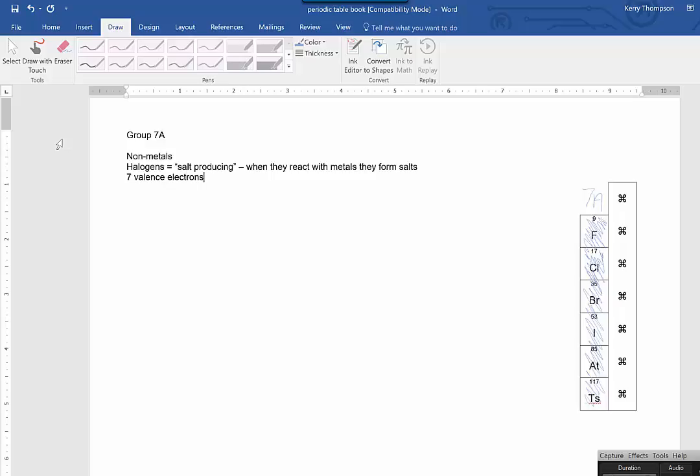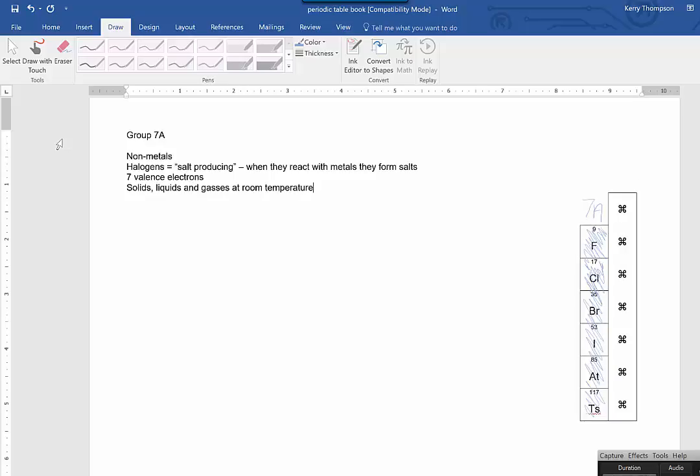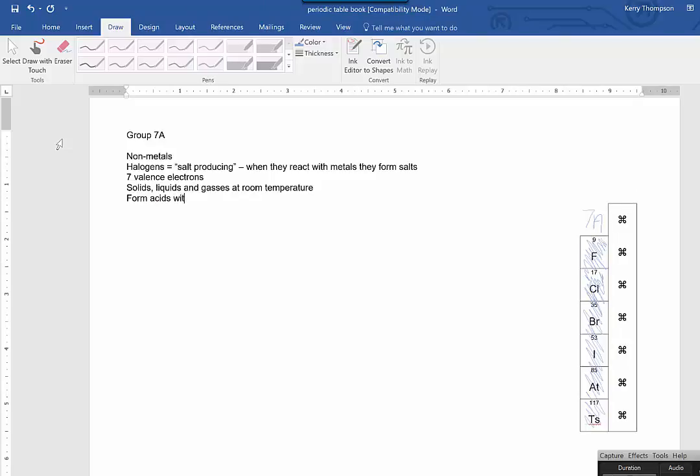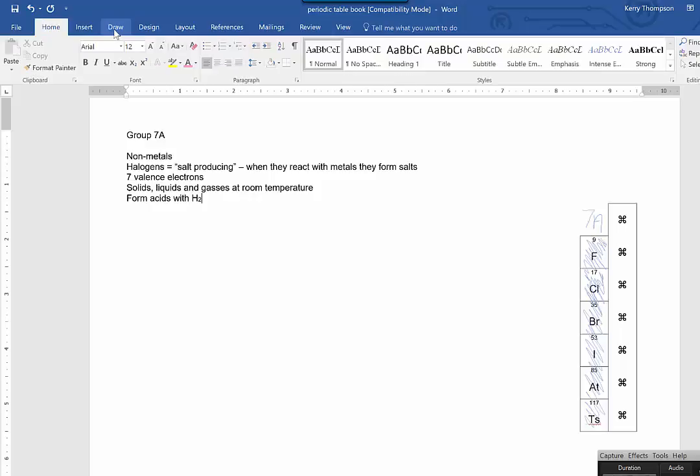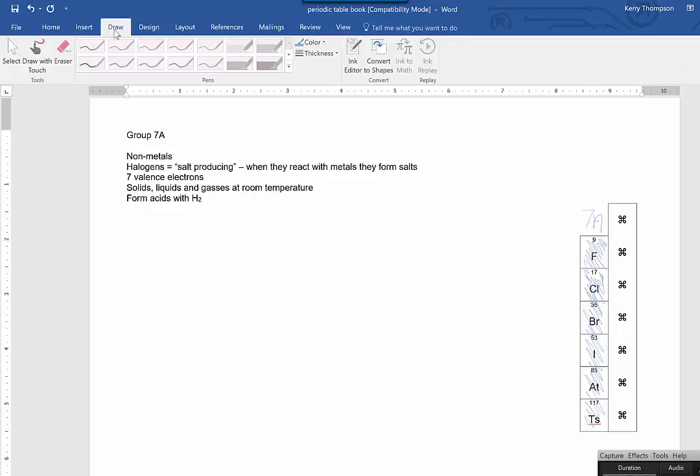Valence electrons basically means how many they have in their outer shell, but we'll get to that in more detail in a little bit. They are solids, liquids, and gases at room temperature, which means unlike the noble gases, depending on which element you're looking at here, you could find them in any one of these states of matter. However, they form acids with hydrogen. When they form acids with hydrogen, notice I write H2, and we'll get to that later, but it's because hydrogen is never found by itself in nature.